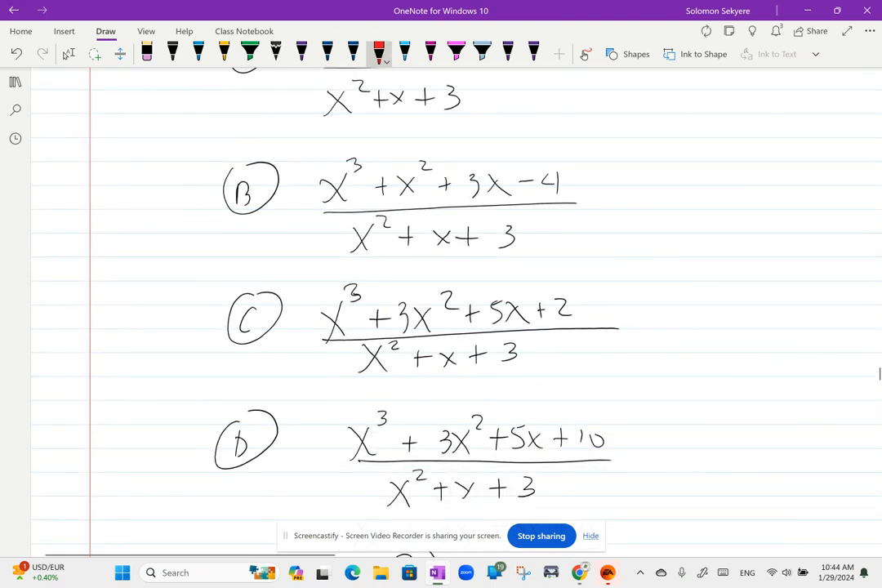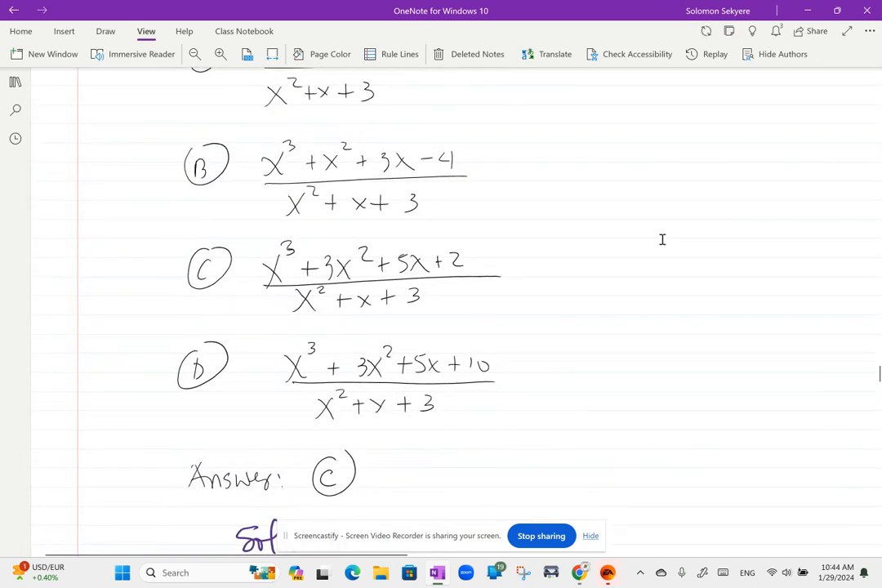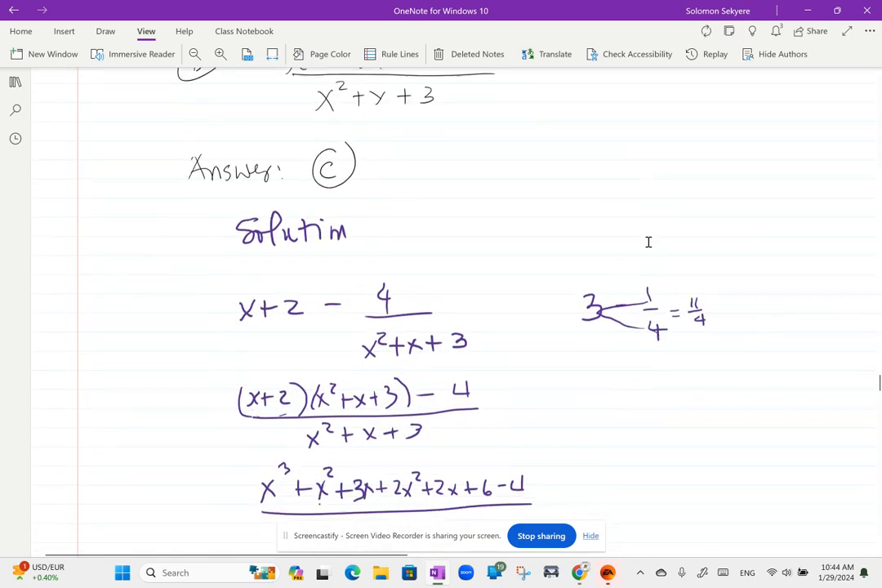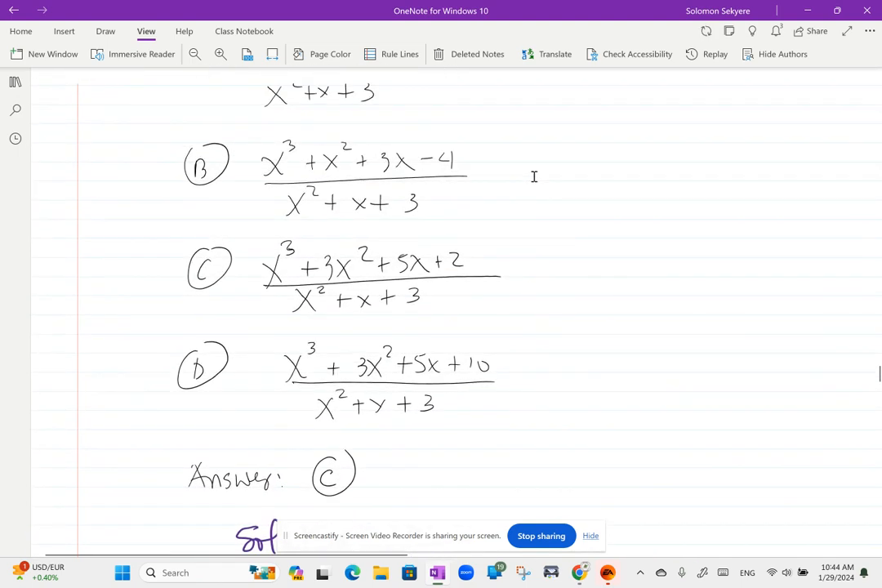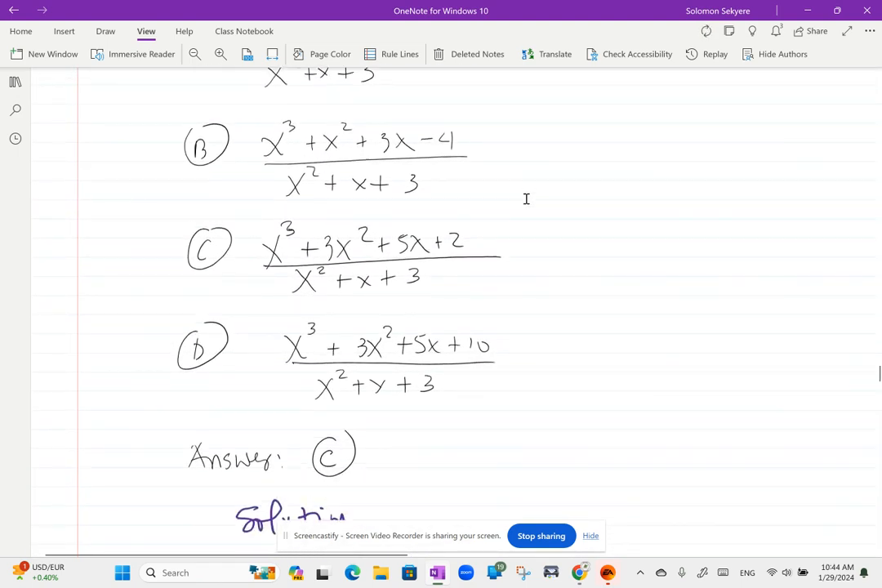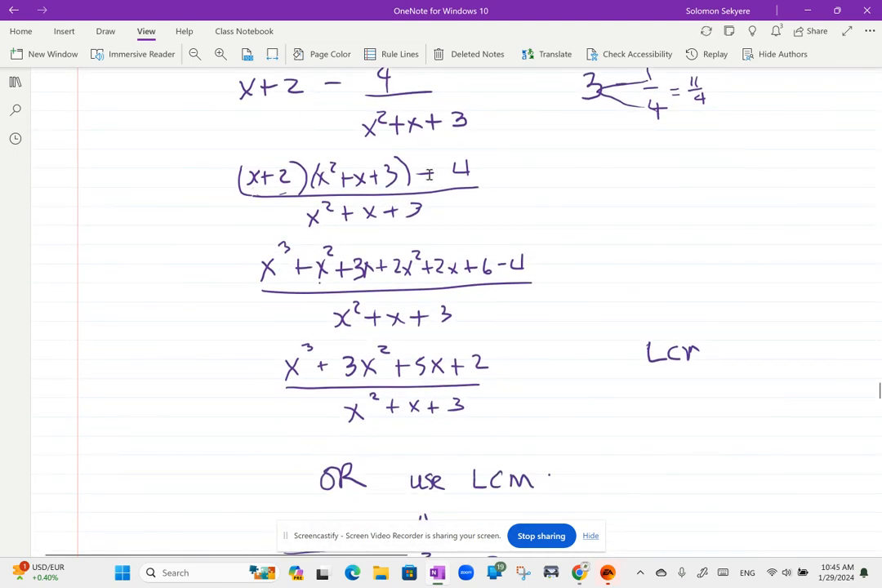What will be your answer? If you have x plus 2 minus 4 over 3, if you're looking at the answers, you see everything is being combined. So you need to combine these two.